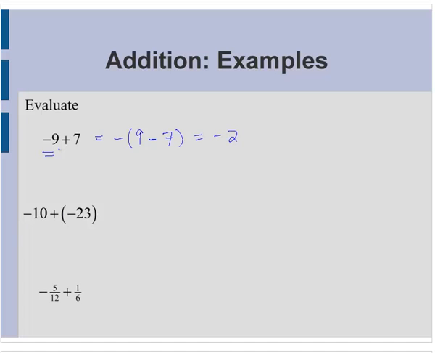-10 plus -23, same signs. Both negative, we keep the common sign. We add the values. 10 plus 23 is 33, so the sum is -33.